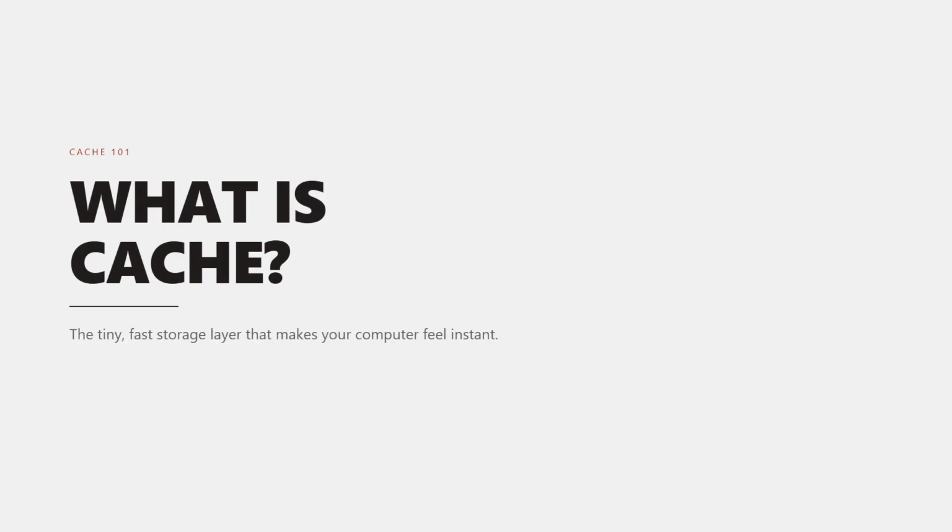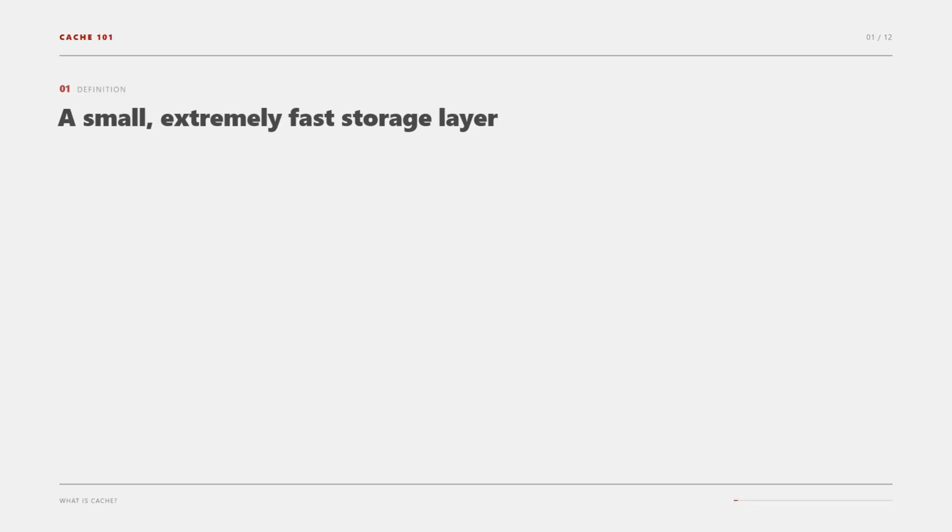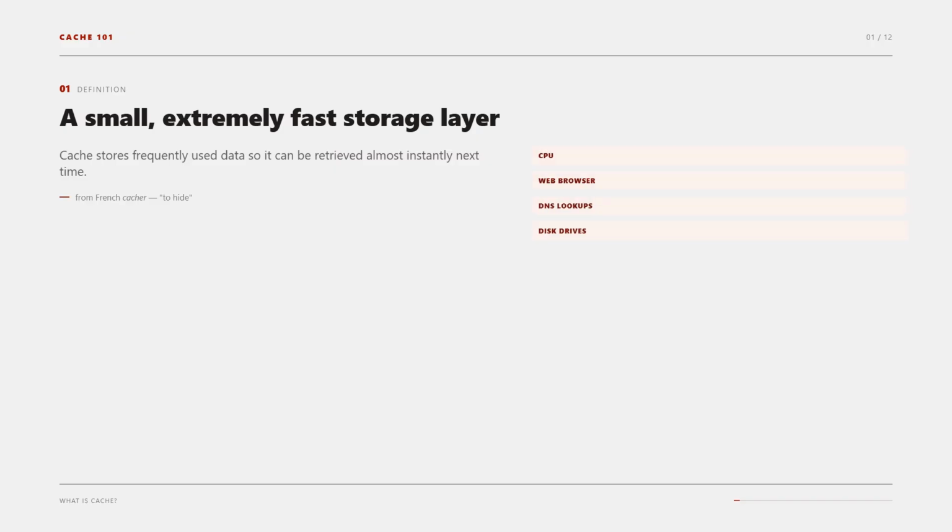What is cache? So that is the topic of this video. Now, before we talk about how cache works, we must first talk about what cache actually is. Now, cache is a small but extremely fast storage area that stores frequently used data so that it can be accessed much more quickly the next time it is needed.